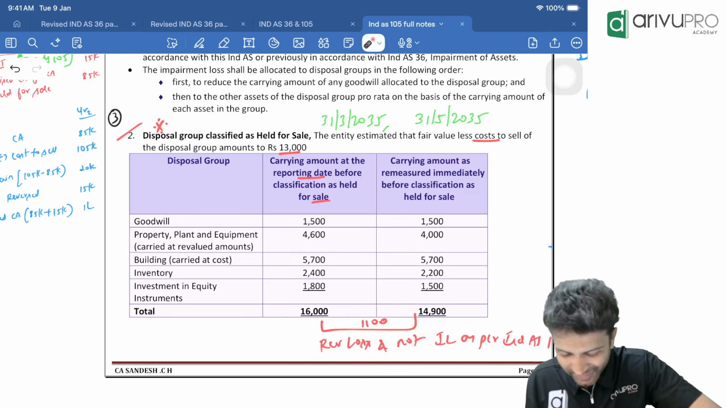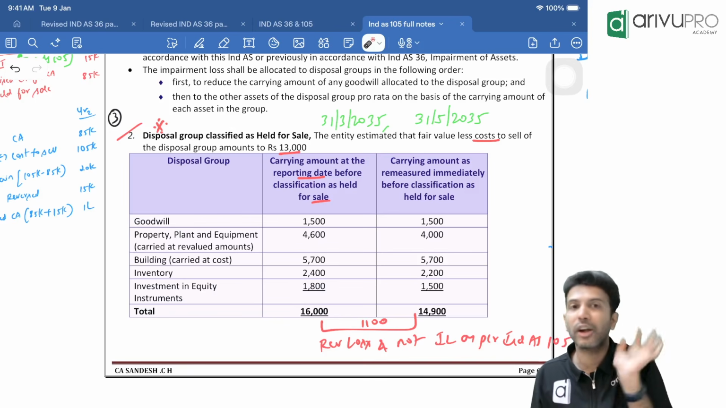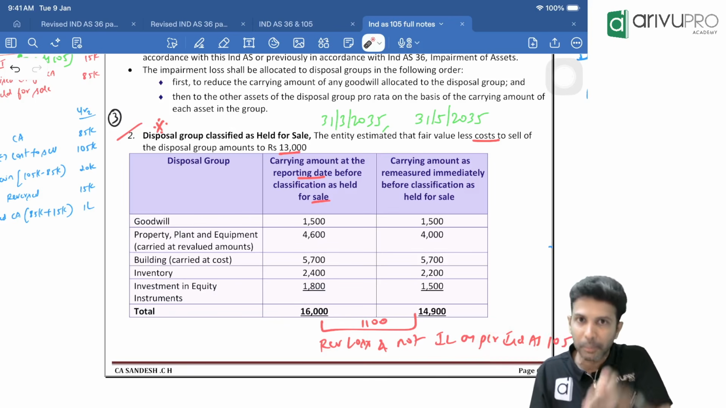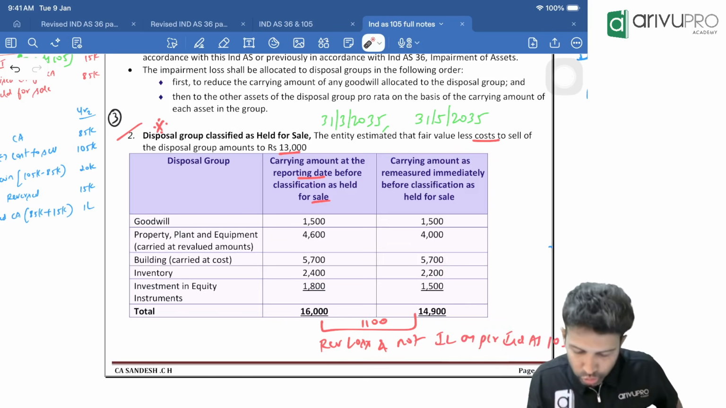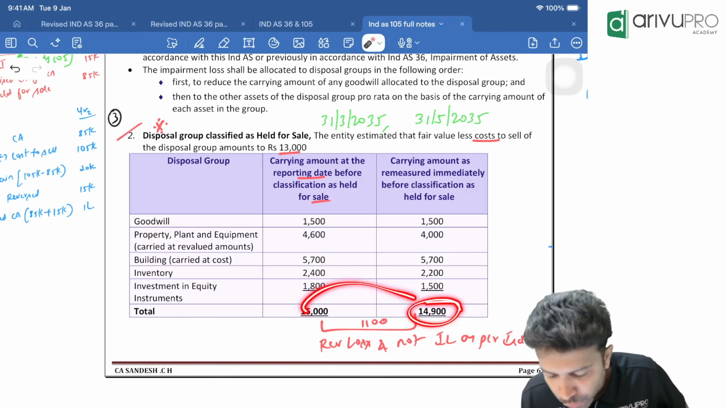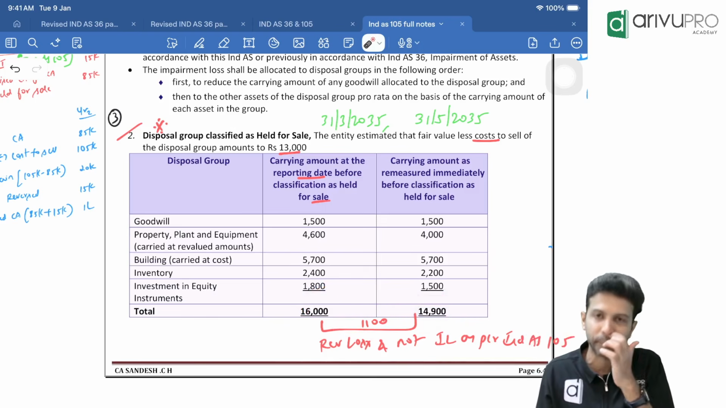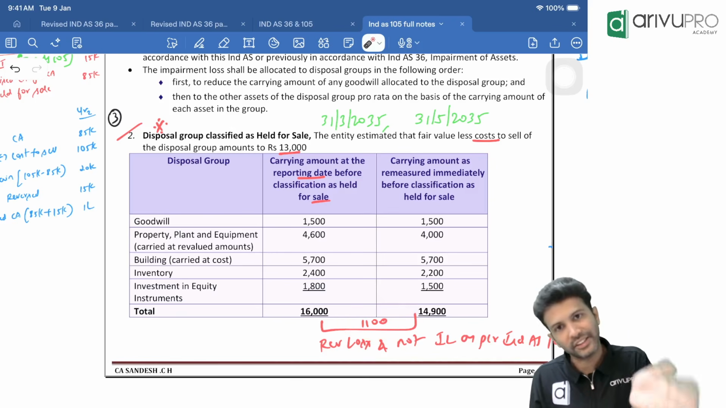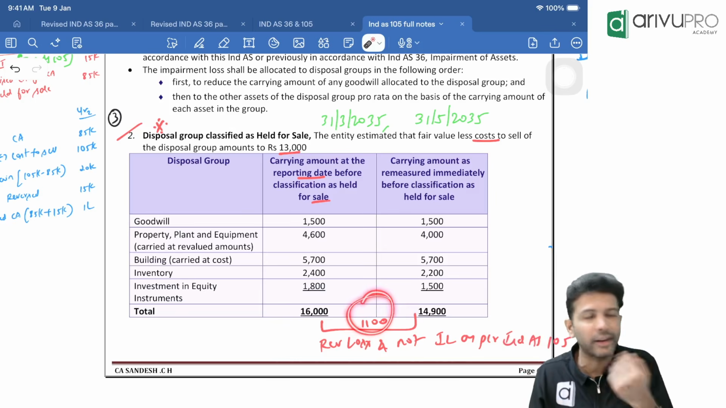Don't do that. This 1,100 is not impairment loss. See, impairment loss as per Ind AS 105 will come on the day you classify it as held for sale. Correct? So all this reduction from 16,000 to 14,900, this reduction of 1,100, is before Ind AS 105 applies. Before that only, the asset was reduced by 1,100.